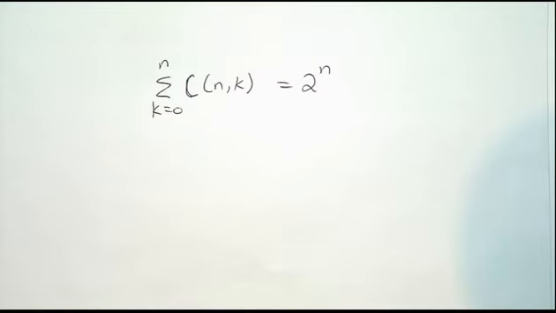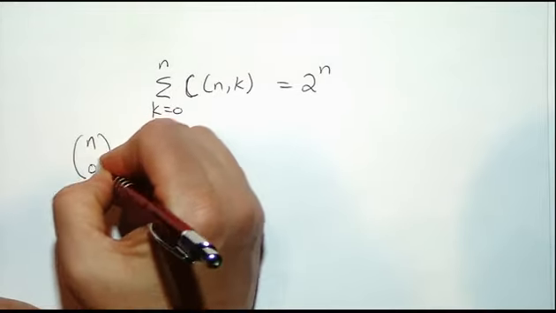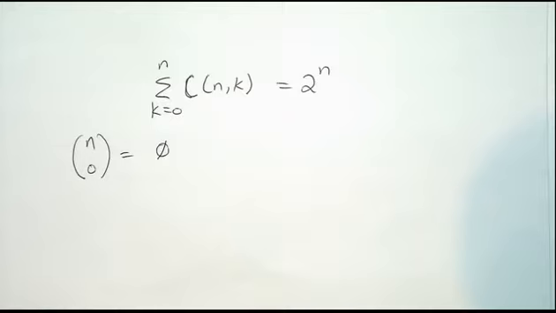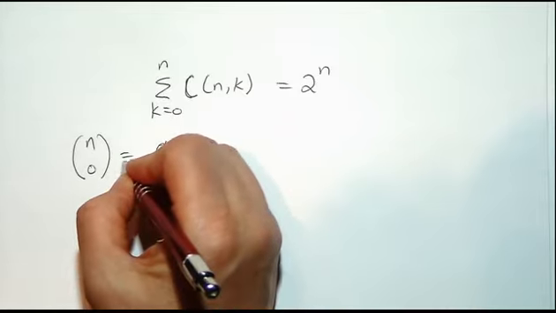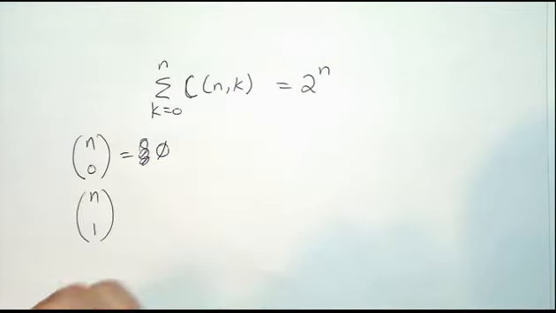Okay, so the proof of this goes back to our power set argument. C(n, k) is: I have n items and I'm going to choose k of them. Choosing 0 of them gives the empty set. It doesn't equal that, it's just the set that we're choosing. If I choose 1, then I'm choosing just one element, so there are n ways to do that.